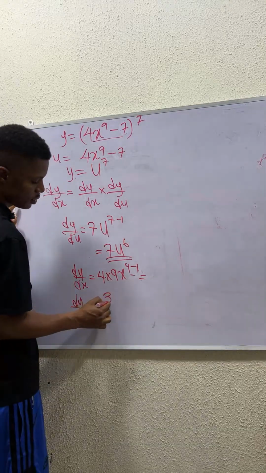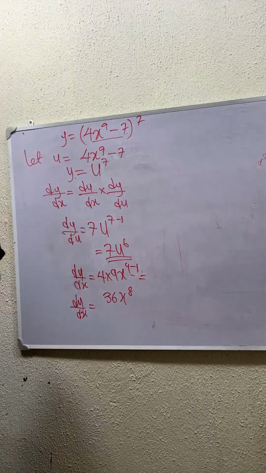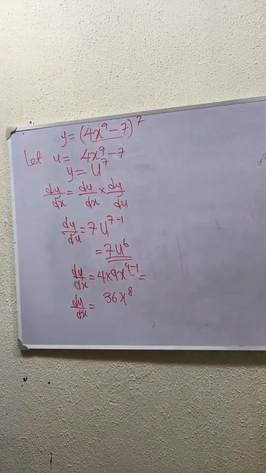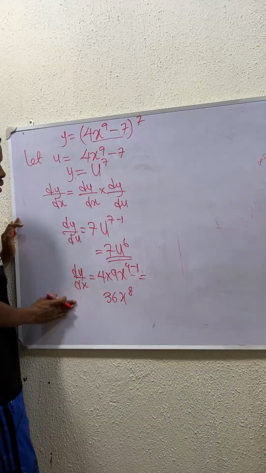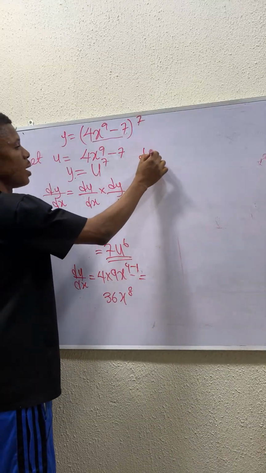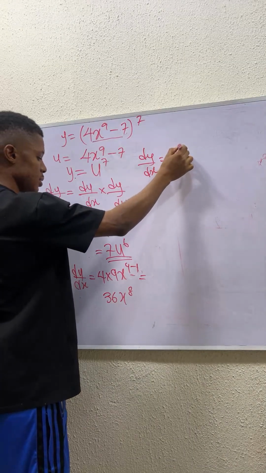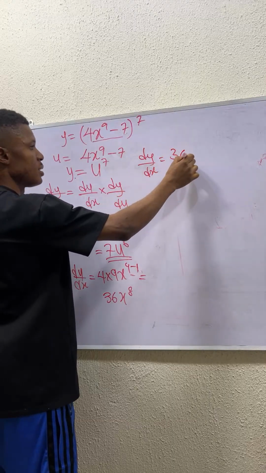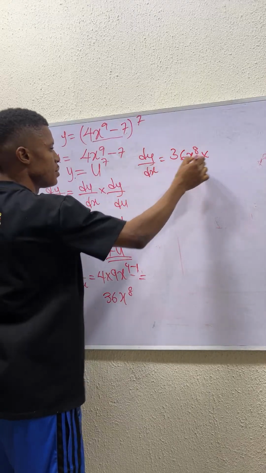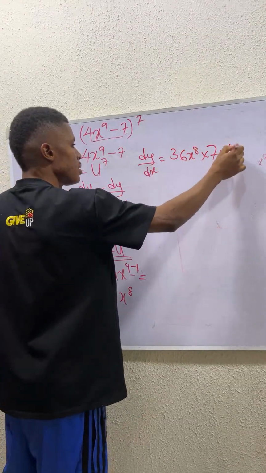So we have it as 36x power 8. So 4 times 9 is 36, and we have 36x power 8. So the next one is dy/dx. Differentiating y with respect to x will now be equal to 36x power 8 times the next one, 7u power 6.